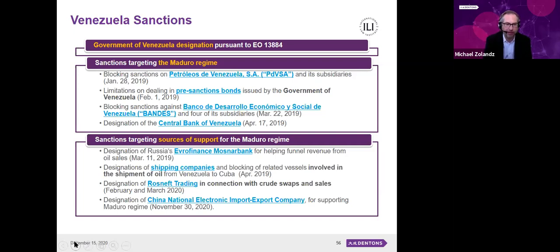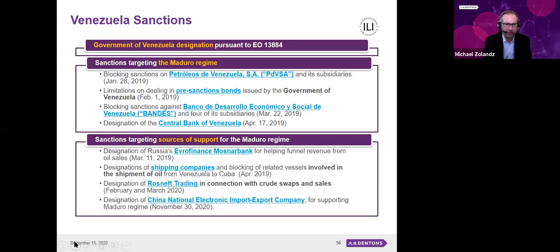And then a set of sanctions that targeted potential sources of support for the Maduro regime. So the first of these occurring in March of 2019 against, unsurprisingly, a Russian financial institution that provided services almost exclusively to Maduro government officials. Designations of the shipping companies and related vessels involved in shipping oil from Venezuela to Cuba. Again, targeting two sanctions programs with one fell swoop. But most of the shipping companies that were involved in that enterprise were either Venezuelan, Cuban, or in certain circumstances, Chinese and Russian shipping companies.